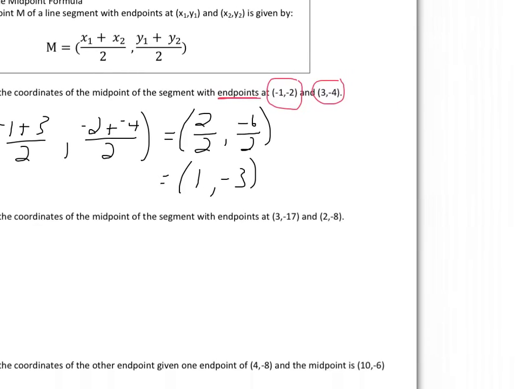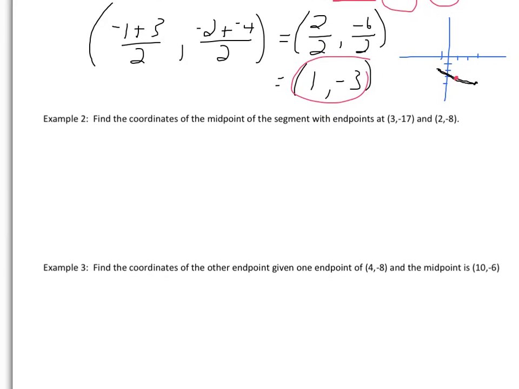Now for clarity, let's see what we have. We're given the point -1, -2. It's right about there. We're given the point 3, -4, which is about there. And where would the midpoint be? Where would the middle of that line be located? Well, we found out that it is this coordinate, which is 1, -3, or about there, and that looks like it works. So it's a good way to check it as well.